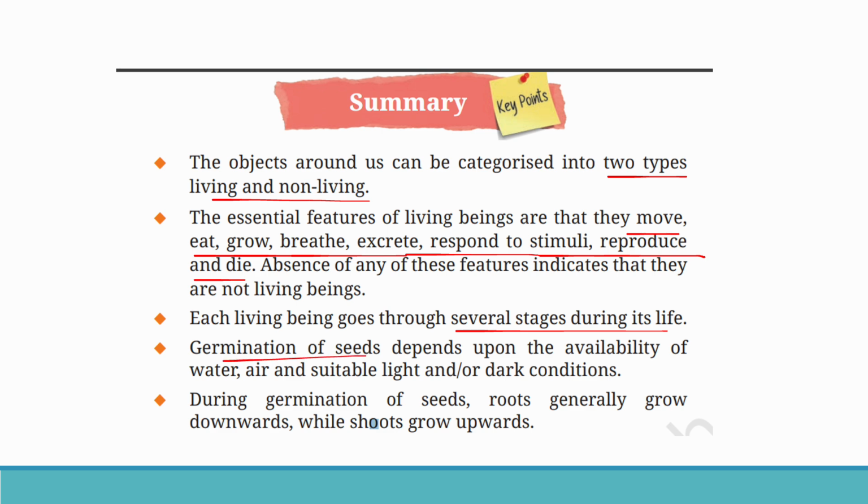Germination of seeds depends upon the availability of water, air, and suitable light or dark conditions. During germination of seeds, roots generally grow downwards while shoots grow upwards.